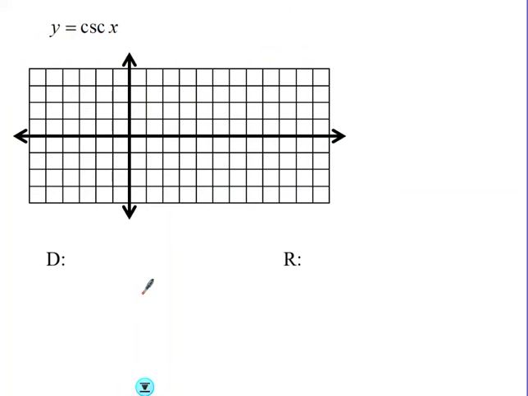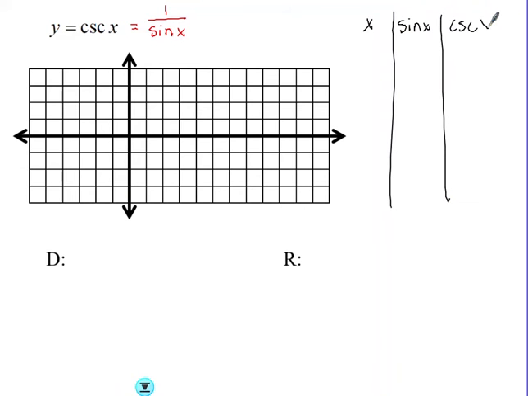So first, cosecant is the reciprocal of sine. So that means that all of the values that we used for sine, we are taking the reciprocal of. So let's write these down. When we graphed our sine functions, we had 0, 0, pi over 2, 1, pi, 0, 3 pi over 2, negative 1, and 2 pi, 0.